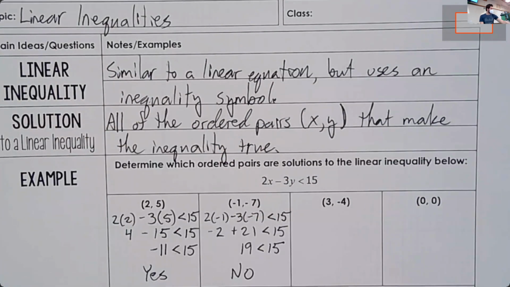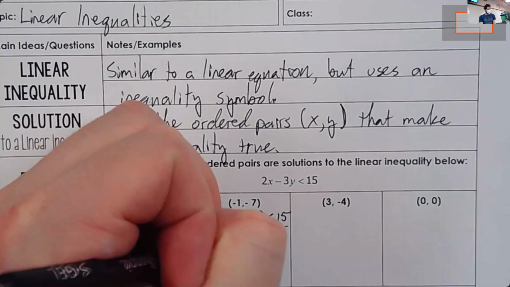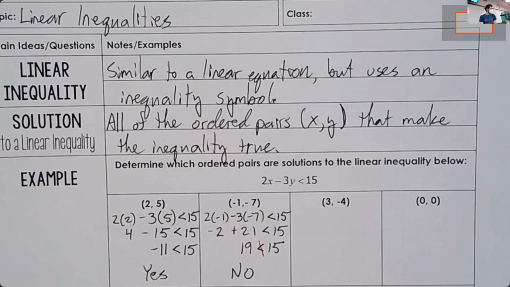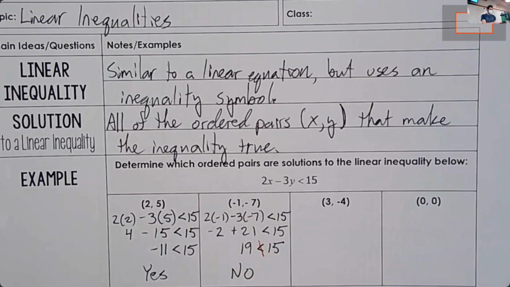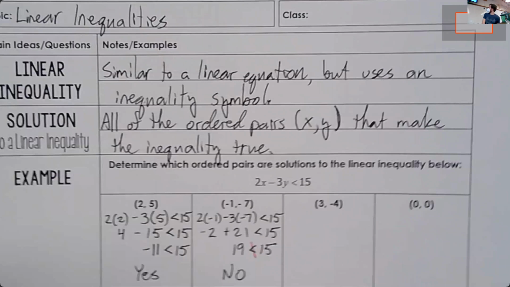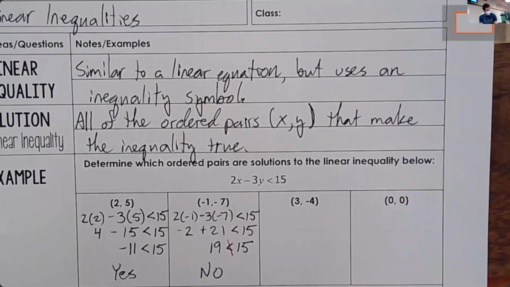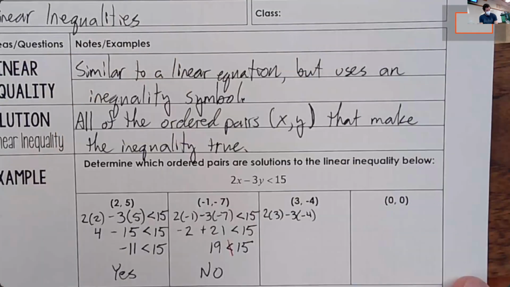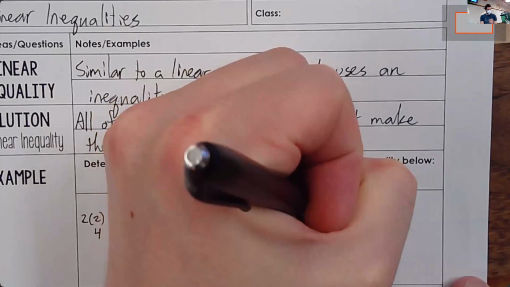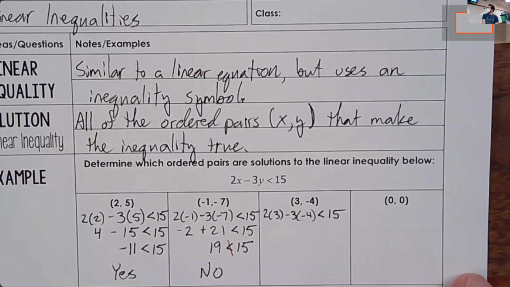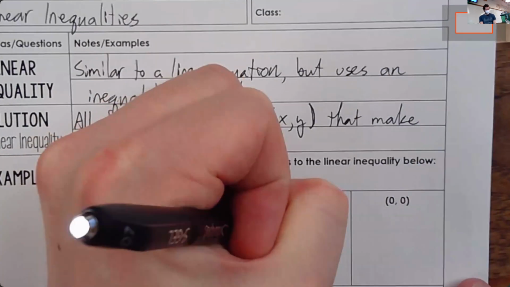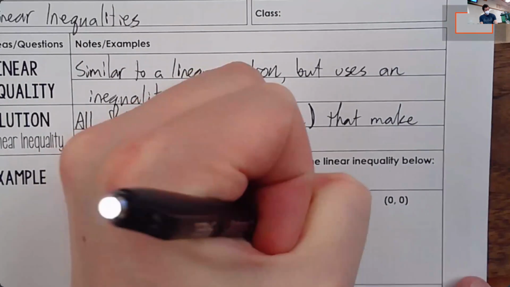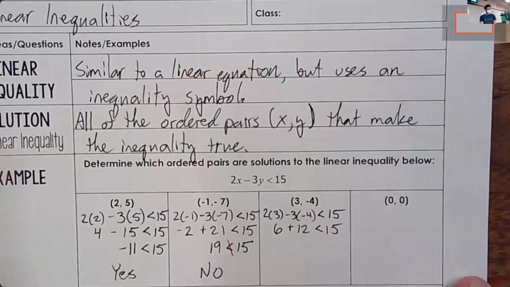Because 19 is not less than 15, that means that the point -1, -7 is not a solution to that inequality. All right, let's try a couple more here. So 3, -4 will be our next numbers that we plug in. So we'll have 2 times 3 minus 3 times -4. And we'll say that is less than 15. 2 times 3 is 6. -3 times -4 is +12, so plus 12. And then less than 15.